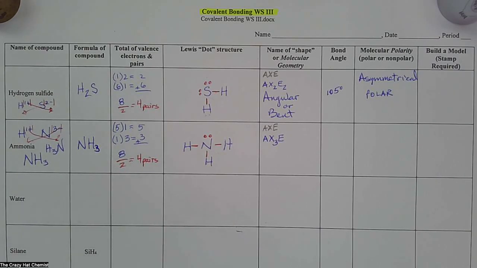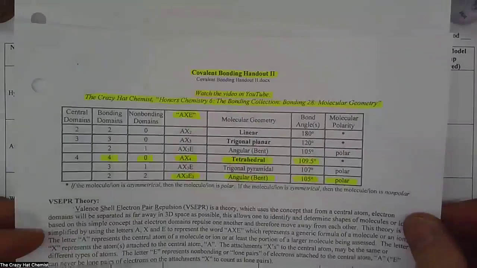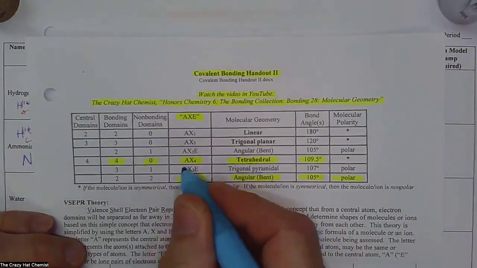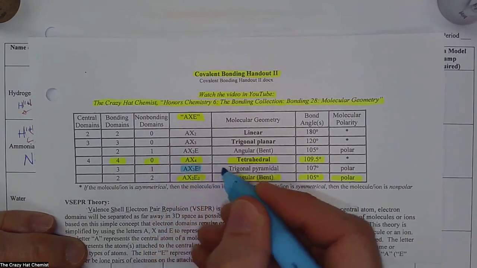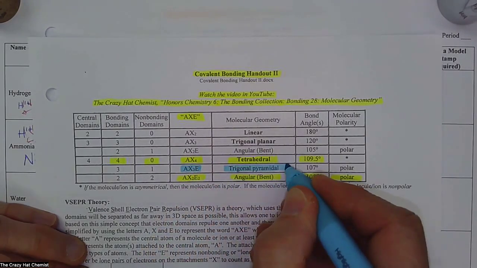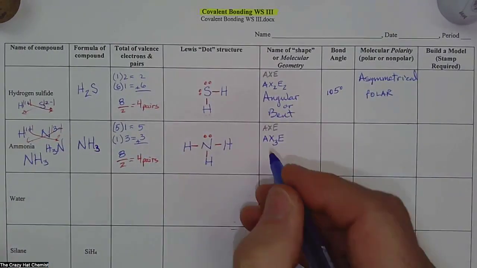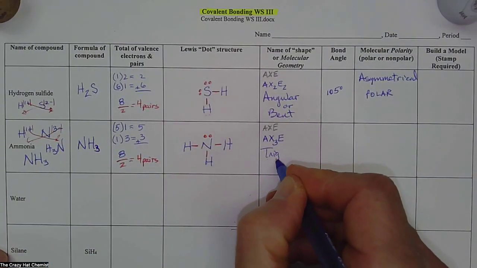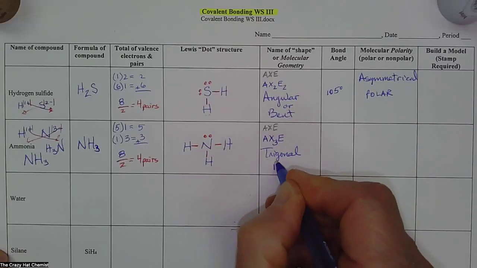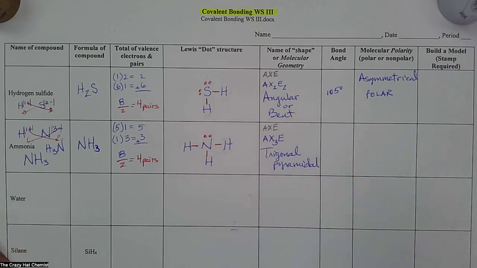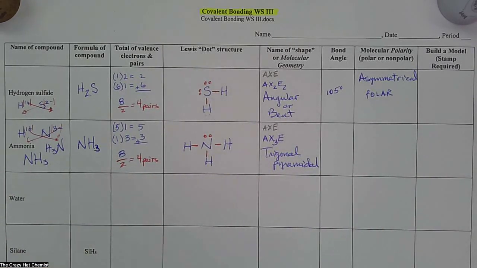So I'm going to pull out my handout again. It's essential that you have this handout. And so that would be the following. AX3E, that corresponds to trigonal pyramidal for a shape. I'm going to write that down. Trigonal pyramidal. Some people call it trigonal pyramidal, one and the same thing.